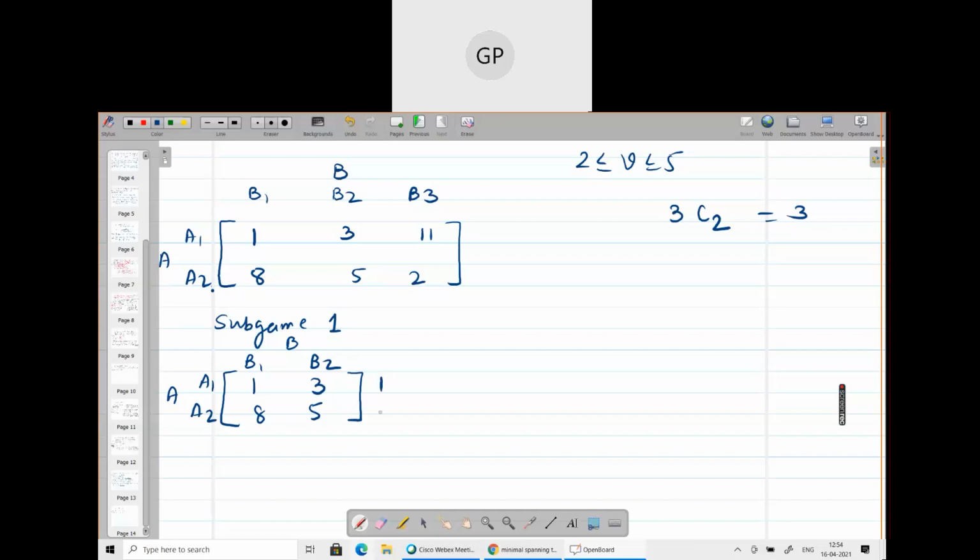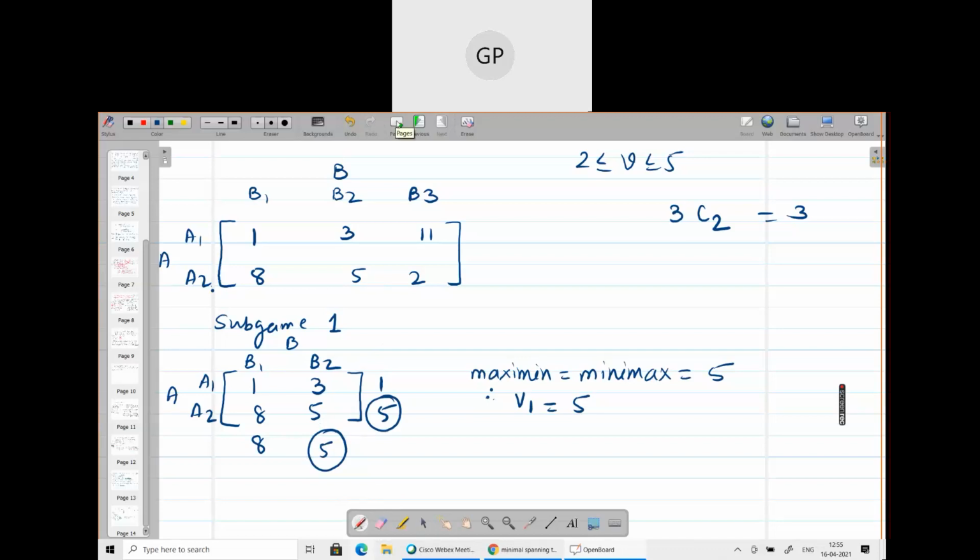Okay. So 1, 5, 8, 5. Maximum is 5, minimum is 5. So coincidentally here, maximin is equal to minimax. Correct, I have done it, right? Yes, ma'am. So the value of the game, value of subgame 1, is 5. Okay. Now subgame 2.